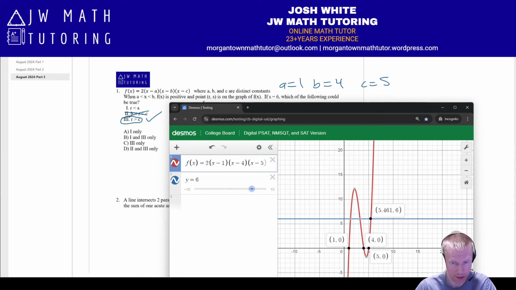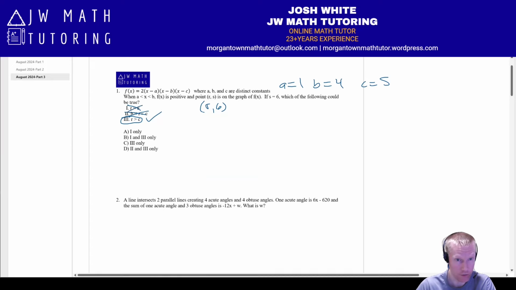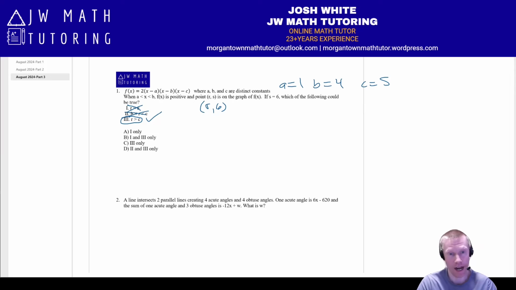Because A is positive at 1 and it has a multiplicity of 1, that means the graph is going to cross there. It's not going to bounce or touch. So if it's positive when x is greater than A, i.e. to the right of A, then it has to be negative to the left of A, when it's less than A. So that would eliminate this one as well. So that's how you could get this just by picking some numbers and looking at the graph.